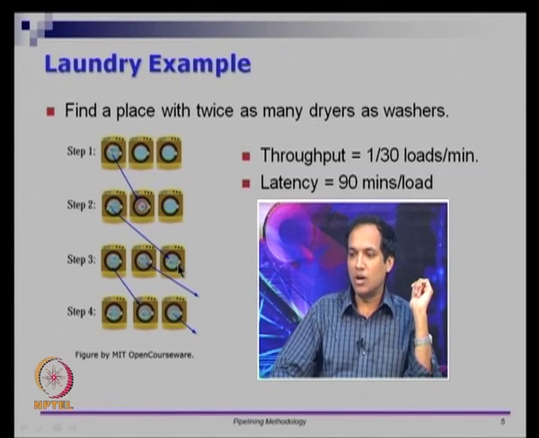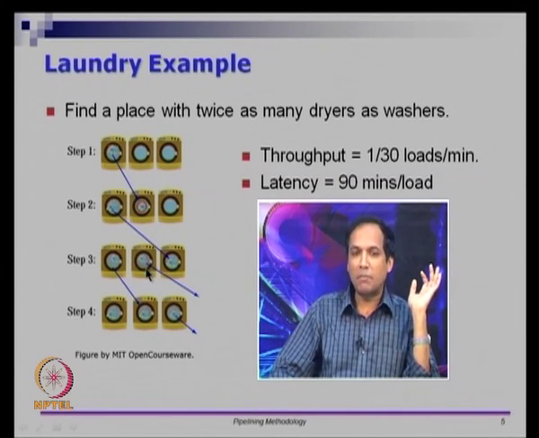So let us see what happens now. So I start at time 0, at time 30 the first wash is ready, at time 60 the second wash is ready, I will give it to the second dryer, right. And at time 60 I can put a third load of clothes in the washer because washer is free. At time unit 90 the third wash load will get washed.